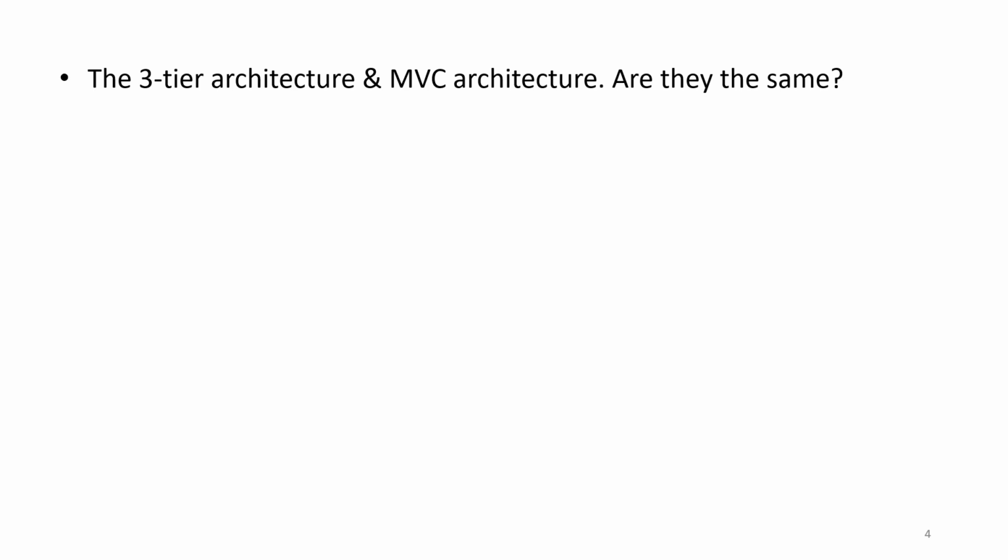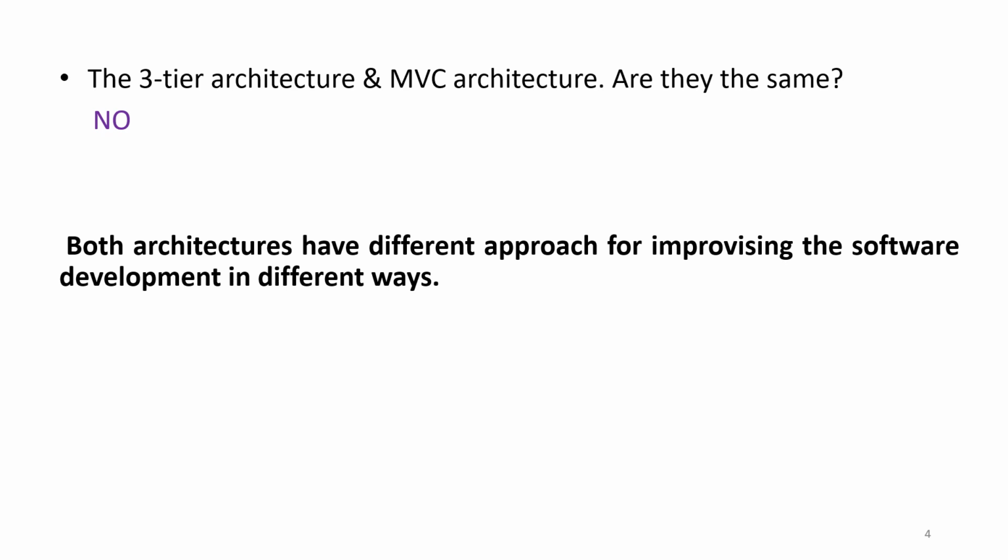So now the question comes here: the three-tier architecture and the MVC pattern. The roles of the components look similar, look the same. So are they the same? No, because both architectures have different approaches for improving software development. The method they follow is different. So obviously both architectures are not the same, they follow different approaches.